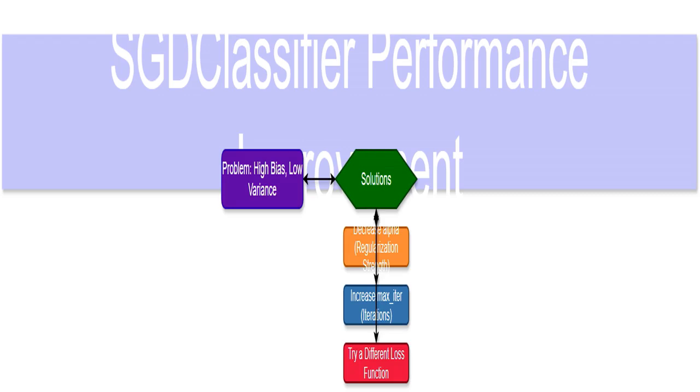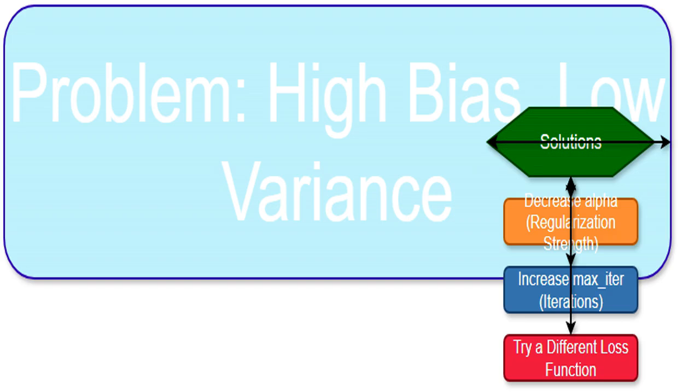I'm tackling a problem where my SGDClassifier, stochastic gradient descent classifier, a machine learning model, isn't performing well. It shows high bias and low variance, meaning it's too simple and underfits the data. I need to find ways to improve it. My model's struggling because it's too simplistic. Think of it like trying to fit a straight line through a curvy cloud of data points. High bias means it's missing important details, while low variance means it's not overly sensitive to the specific training data.